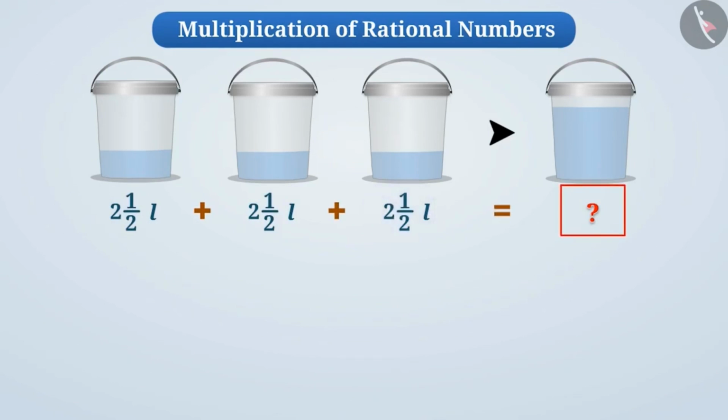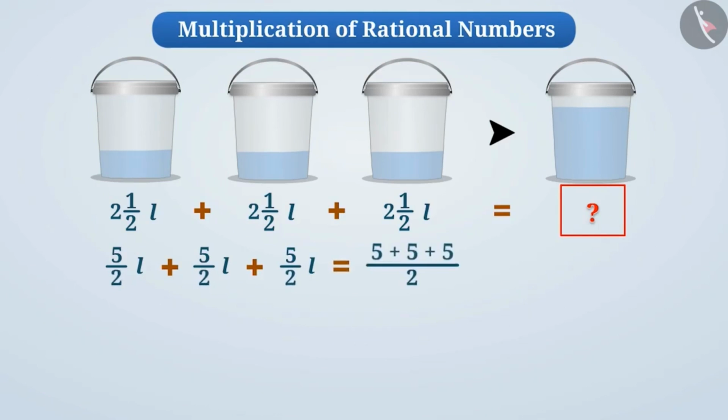Since we can write 2.5 as 5 by 2, we can also find the result from 5 by 2 liters plus 5 by 2 liters plus 5 by 2 liters. Here, all rational numbers have the same denominator, so we will add the numerators by keeping the denominator the same. This will give us a result of 15 by 2.